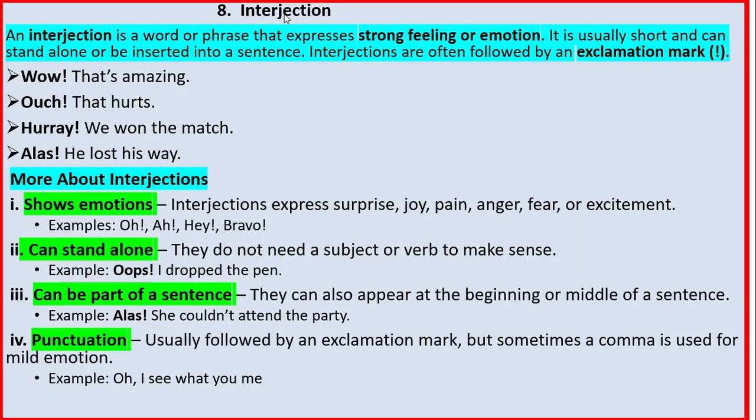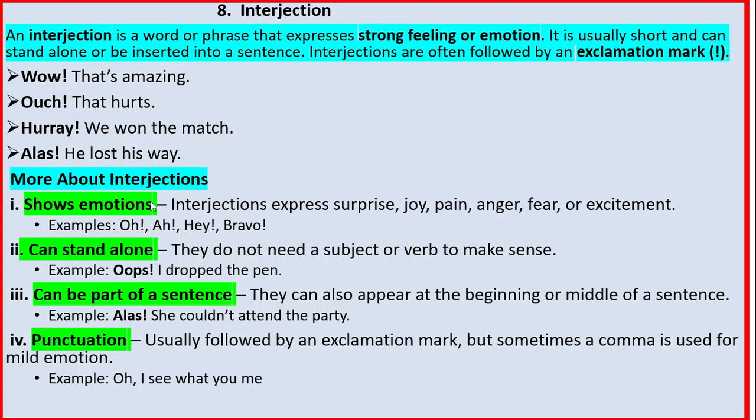Now, in number 8, interjection. An interjection is a word or phrase that expresses a strong feeling or emotion. It is usually short and can stand alone or be inserted into a sentence. Interjections are often followed by an exclamation mark. Wow, that is amazing! Or ouch, that hurts! Hooray, we won the match! Alas, he lost his way.